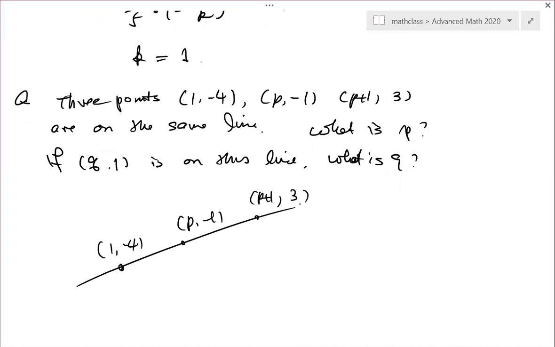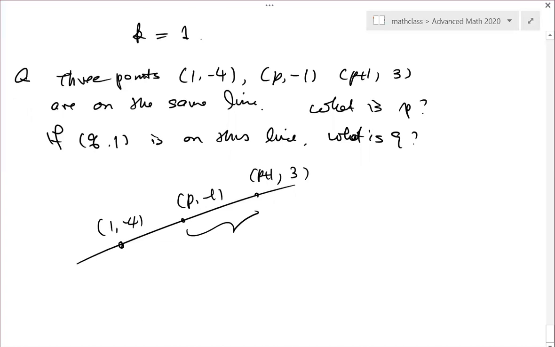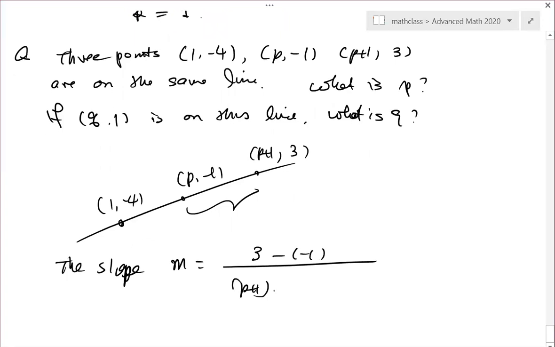I think we should find the slope first. If you use this pair of points, you can probably determine the slope quickly. So the slope m is going to be the difference of the two y coordinates, right? It's going to be 3 minus -1 over (p plus 1) minus p, okay? So that's why I use this pair of points. That is going to be 4 over 1, which is 4. The slope is 4, okay?